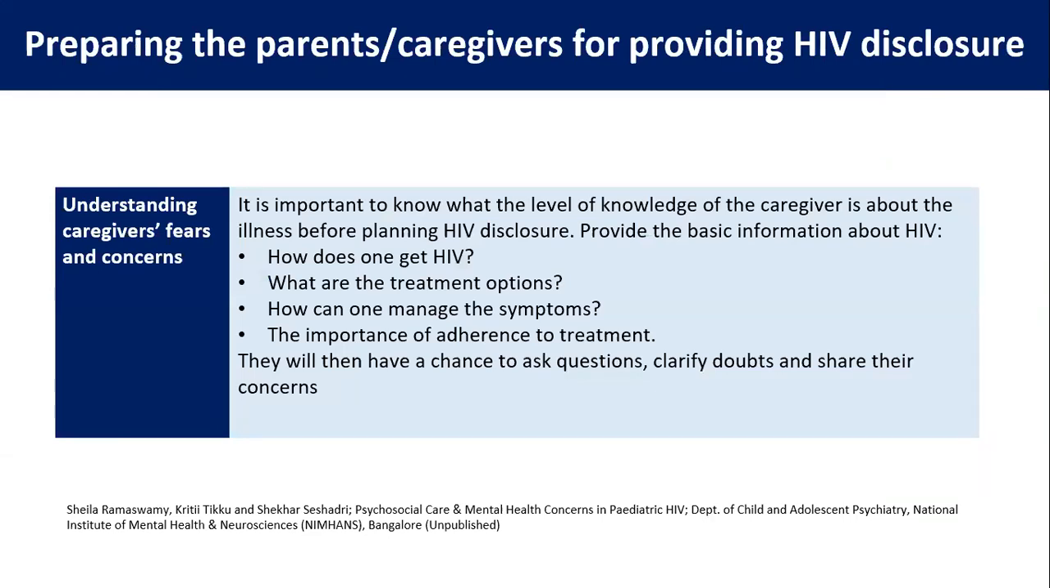Now, we need to understand the caregiver's fear and concern. It is important to know the level of knowledge of the caregiver about the illness before planning HIV disclosure; the service provider should know it quite well. And we also need to provide basic information about HIV. How does one get HIV? What are the treatment options, and how can one manage the symptoms? What is the importance of adherence to treatment? They will then have a chance to ask questions, and we need to clarify all their doubts and share their concern.